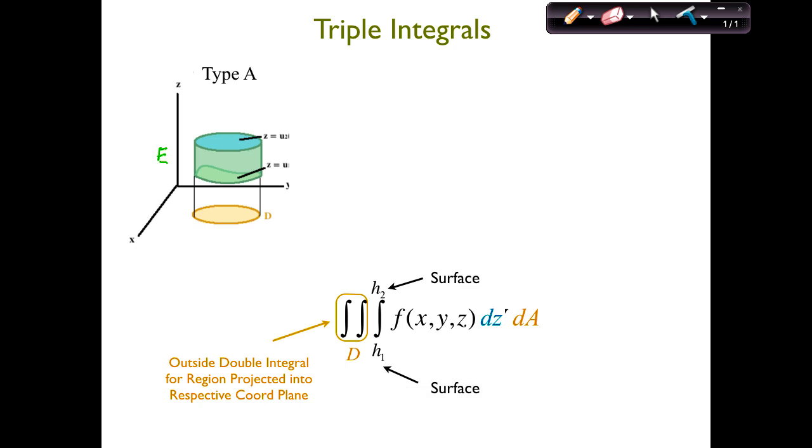So our dV, if it's this type A, then we're going to do dz first. Which means when we do surface to surface, it's going to be bottom surface, z is a function of x and y, to top surface, z is another function of x and y. So the inside integral for type A triple integral is going to be bottom surface to top surface, and then the outside double integral is going to be what you get when you project E into the xy plane. That thing D. Does this make sense?